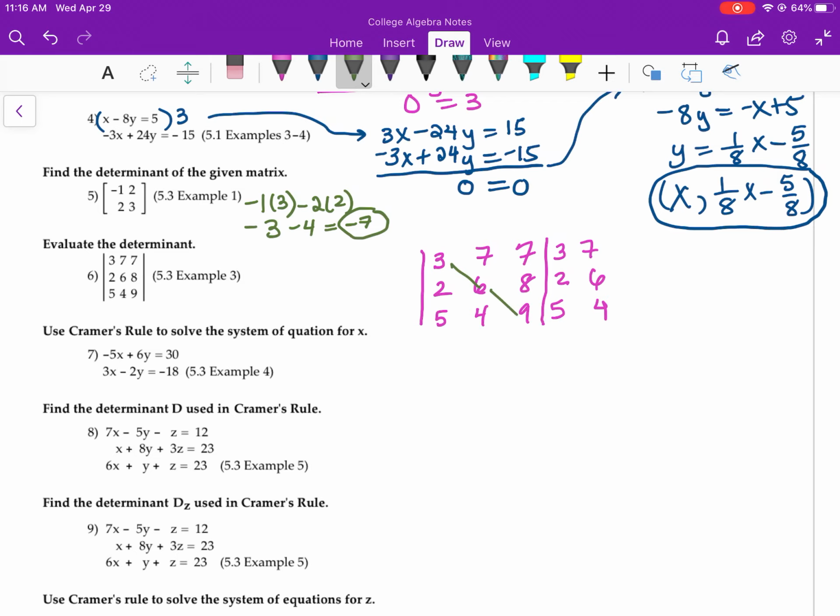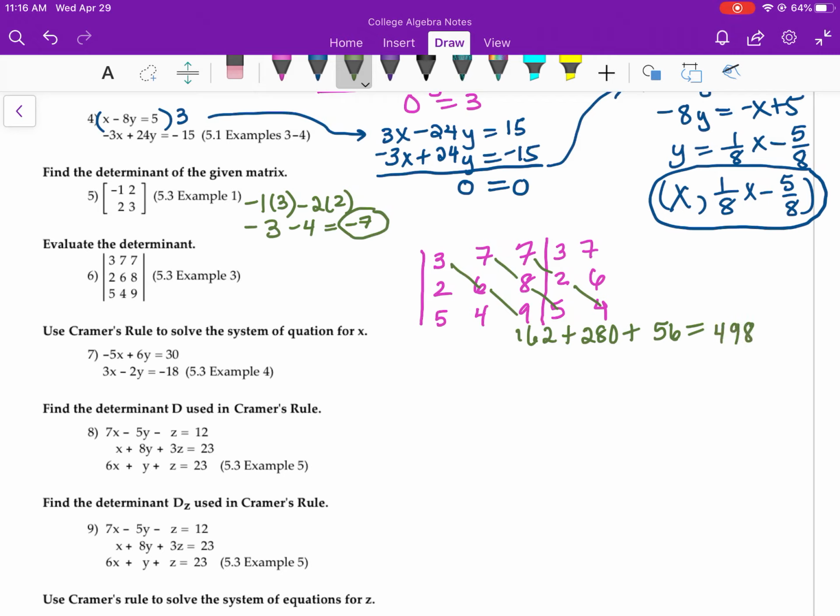Okay, 18 times 9. I'm going to pop that into my calculator. 162. 40 times 7. 8 times 7. 498.